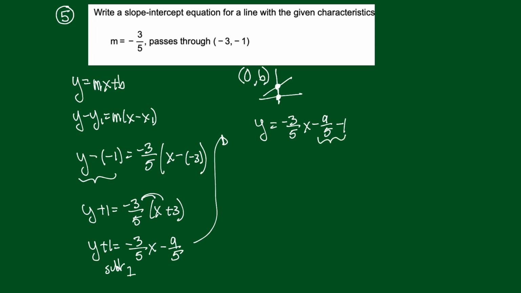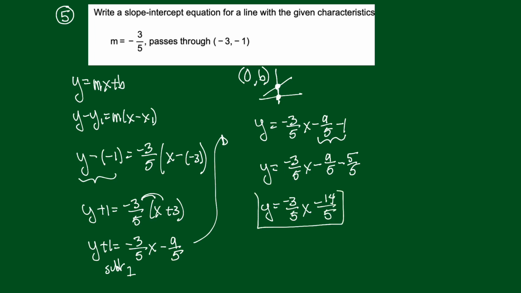Okay, we've got to work with this one. Not too bad. I just need a common denominator. y equals negative 3/5 x. How about if we make everything 5s in the bottom? Now, minus 1, I'm going to write as 5 over 5. Just look for a common denominator, 5. So make it a 5. Now, this will give us y equals negative 3/5 x, now something over 5. Minus 9 minus 5 is minus 14 all over 5. That is our equation.